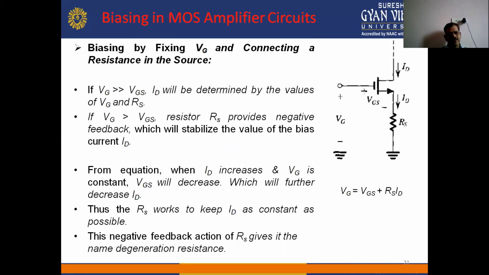If VG is much greater than VGS, then ID will be determined by the values of VG and RS. In that case, resistor RS provides negative feedback, which stabilizes the value of the bias current ID. From the equation, when ID increases and VG is constant, VGS will decrease, which will further decrease ID. Thus, RS works to keep ID as constant as possible, and this negative feedback action of RS gives it the name degeneration resistance. So VG equals VGS plus RS ID.